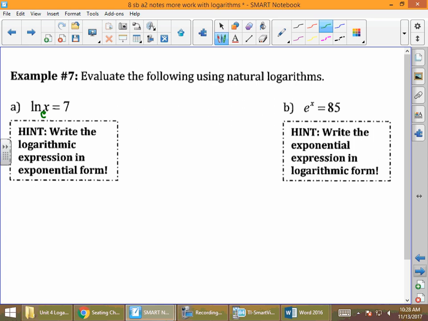The thing that we need to know is that the base of a natural logarithm is e. And once we know that, then we can write this in exponential form. It becomes e to the 7 equals x. And now that we have it in this format, then we can type it into our calculator.